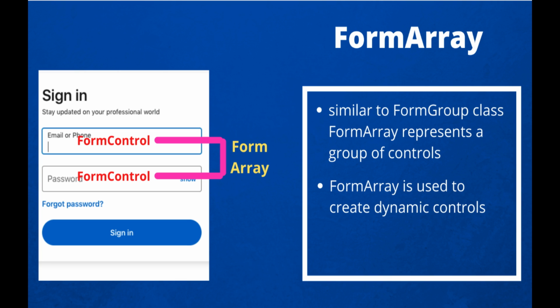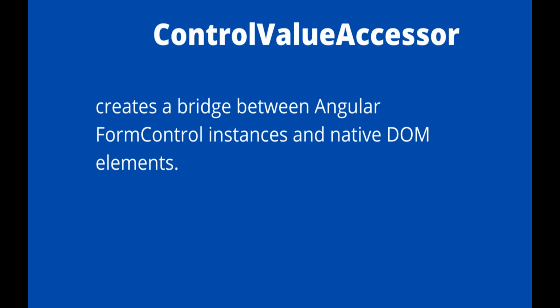In form group, controls become properties of the form group and each control is represented as a key value pair. While in form array, the controls become part of an array. So the form array allows us to add controls dynamically to the reactive form. If you want to handle a dynamic form, you will use form array to group your controls. Control value accessor basically creates a bridge between your Angular form control instance and native DOM elements. So these are a few classes which are quite common between both forms.